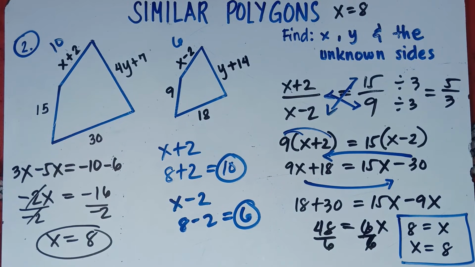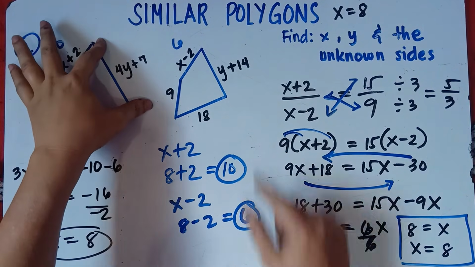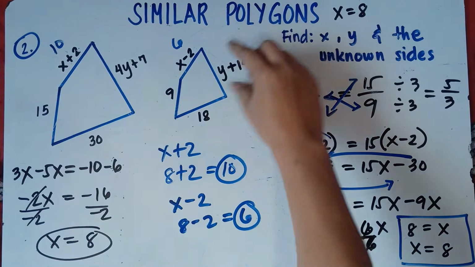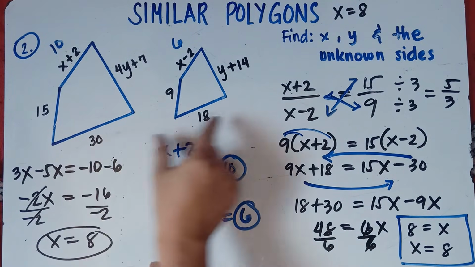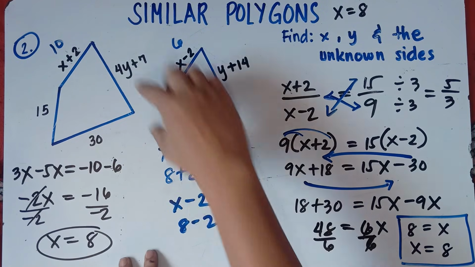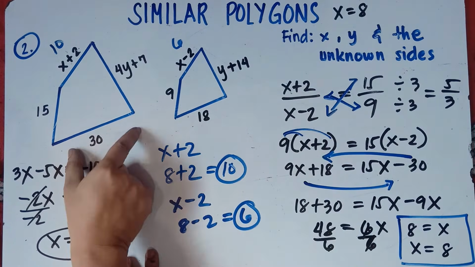Alright, so let's find y. To find y, you can use this side over this side, then this y over this one. Or you can use this side over this side, then this side 30 over 18. So let's use this one, class. (4y + 7) over (y + 14), then 30 over 18.